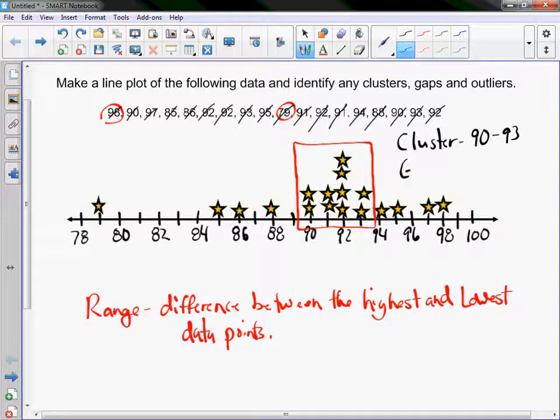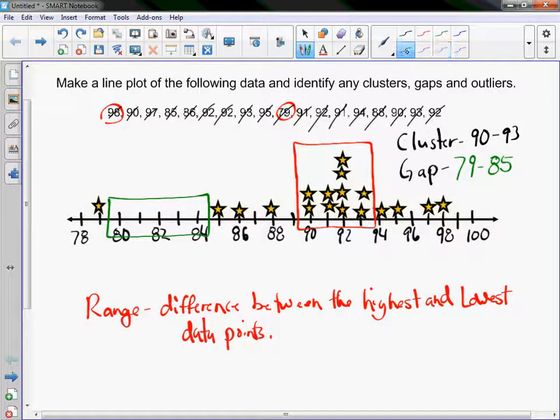Are there any gaps? I think there is a gap on here. If we look down the line, there are some small gaps, but if it's only one number, like 87 is missing, 89 is missing, 96 missing, that's not really a gap. But this is a gap. There's a gap from 79 to 85. There's nothing in between those two numbers. That's a gap.